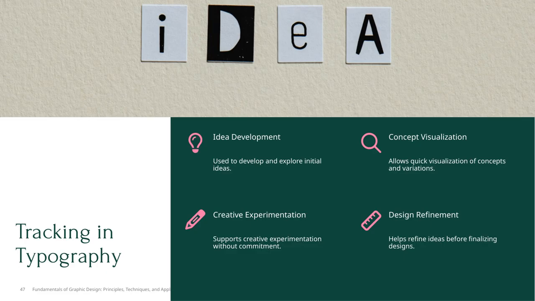Creative experimentation is also vital. It gives us the freedom to try out new techniques and ideas without the pressure of immediate commitment, fostering innovation and originality. Lastly, tracking in typography is a key technique. It involves adjusting the space between characters to enhance readability or achieve a specific visual effect. Proper tracking ensures our typography supports the overall message and aesthetic of the design.